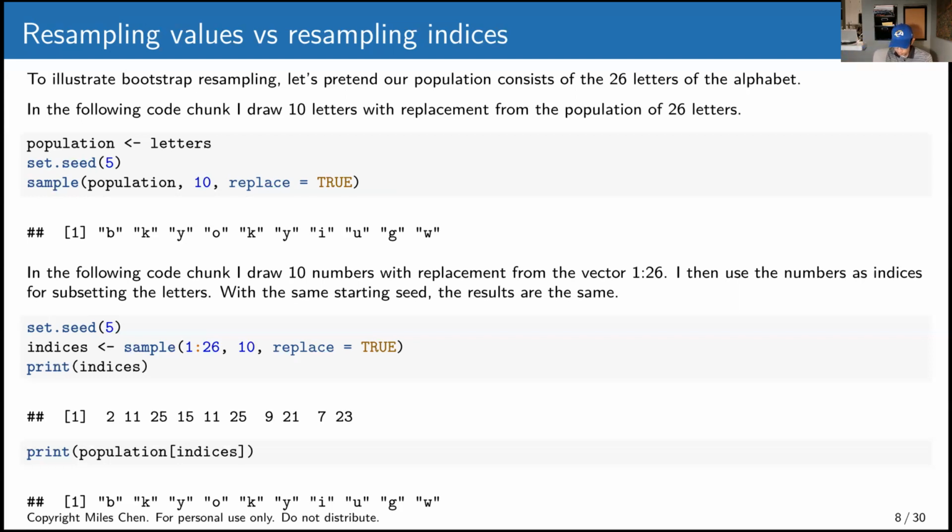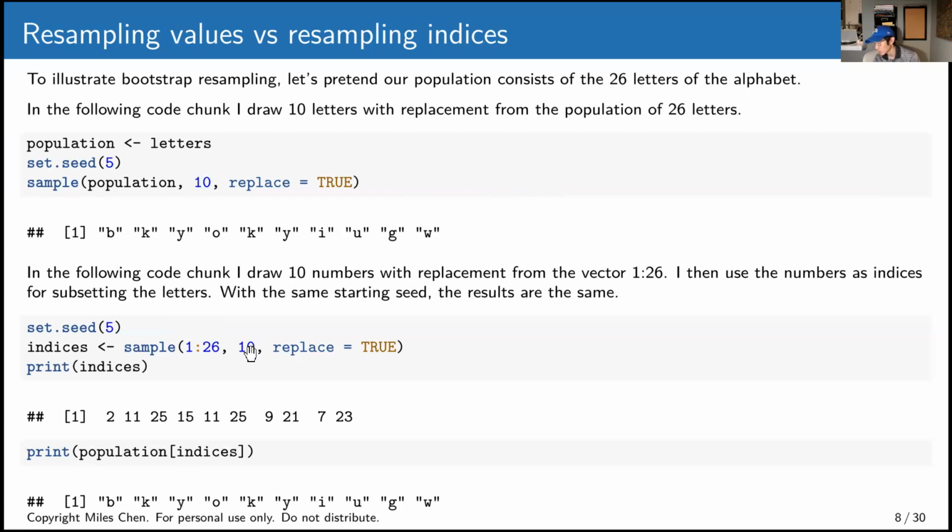So these are the results we get if we resample our values from the population directly. An alternative, and this is how the bootstrap library boot is going to work, is that it is going to take the values 1 through 26, with an integer corresponding to each value in the population.